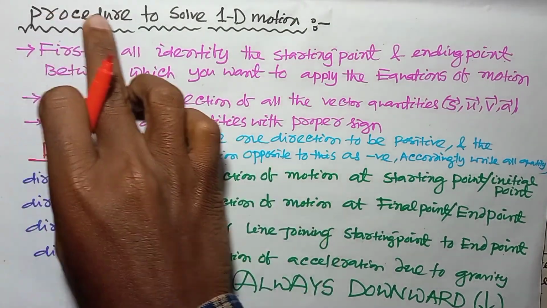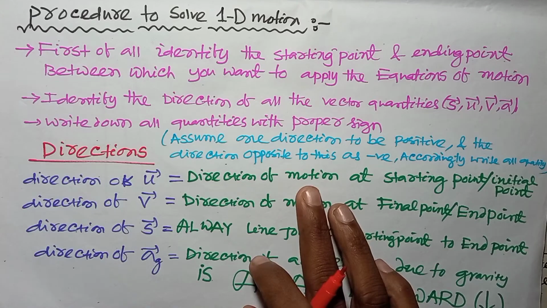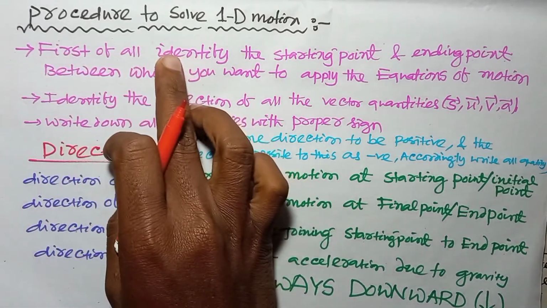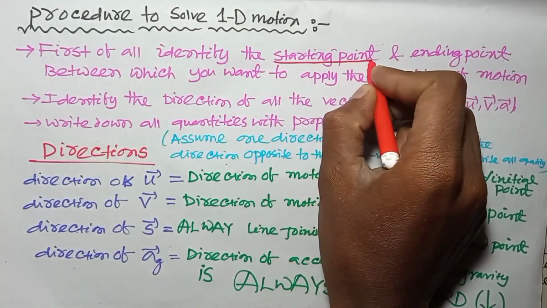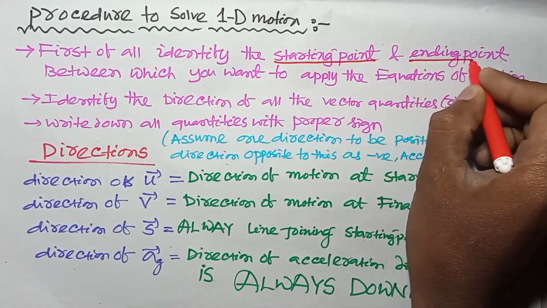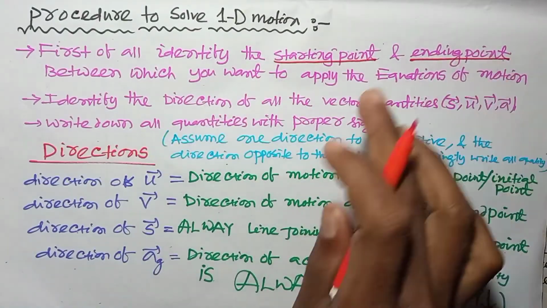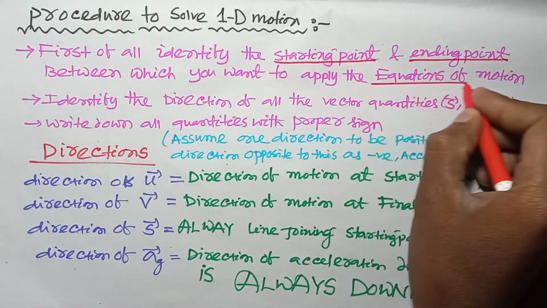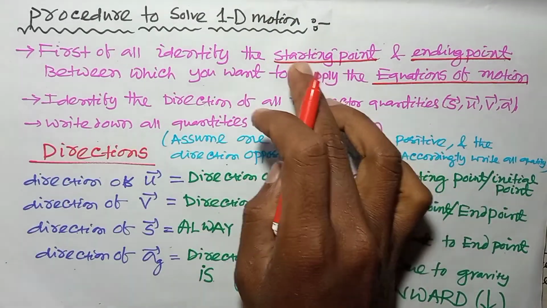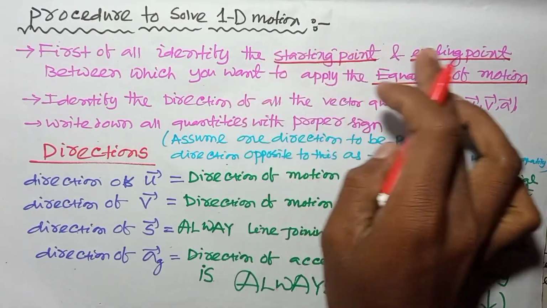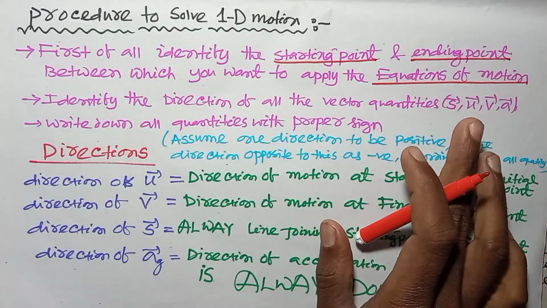So here is the procedure to solve 1D motion. First of all you have to identify the starting point and ending point. You have to identify these 2 points, starting point and ending point between which you want to apply the equation of motion. This is the first step. You have to identify the 2 points, that is starting point and ending point between which you want to apply the equations of motion.